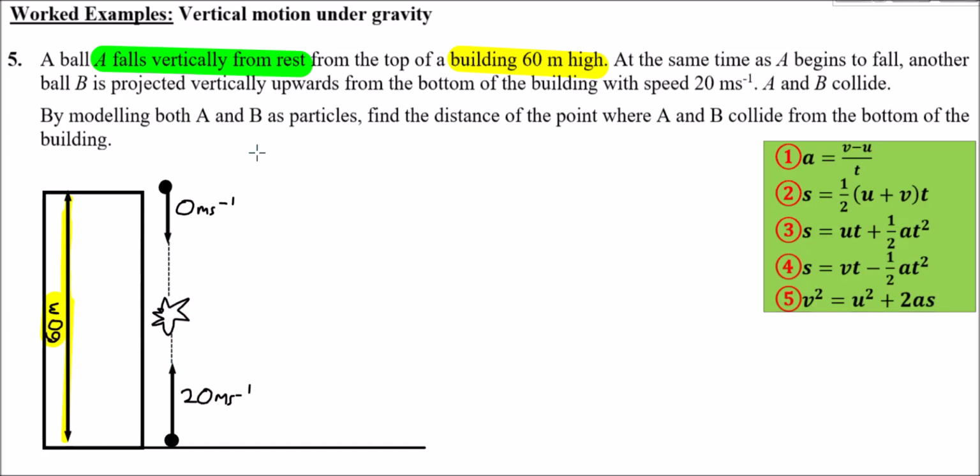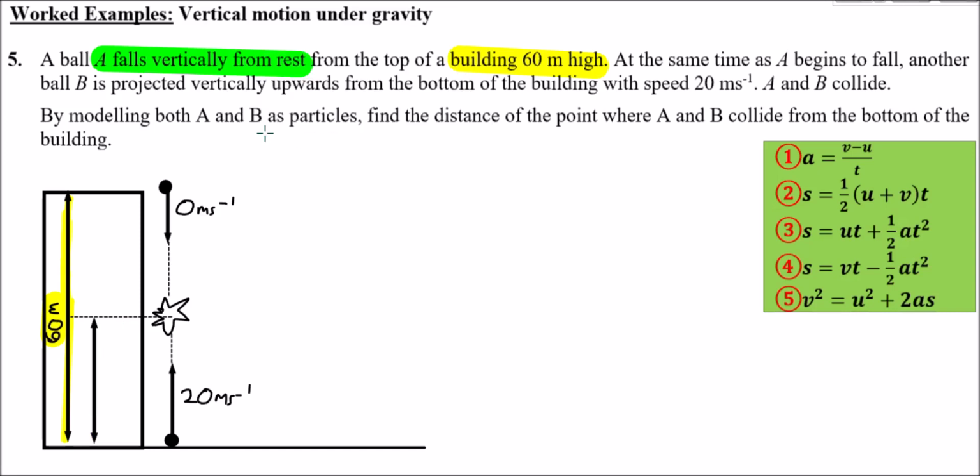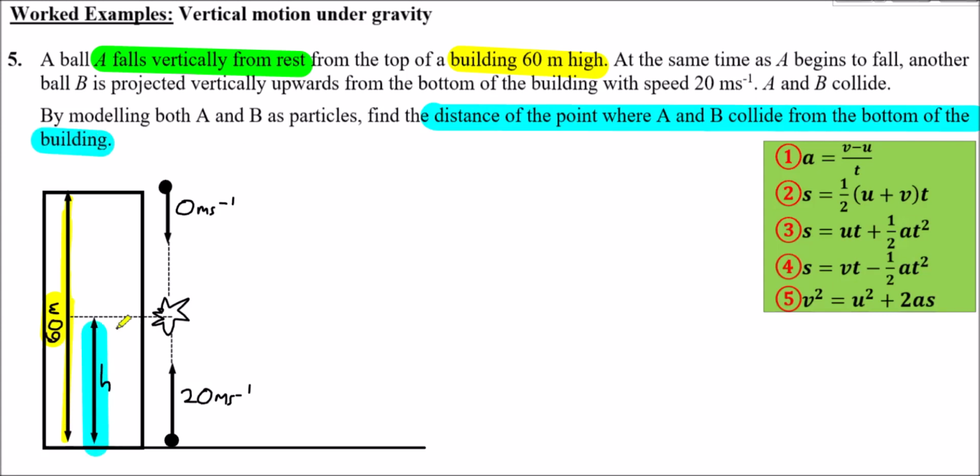So what we need to work out here, the question it's asking is, find the distance of the point where they collide from the bottom of the building. So if they collide here, what we're trying to work out ultimately is this distance here. I'm going to call this h. Because we need to work out the distance of the point where they collide from the bottom of the building. So measured from the bottom going upwards. That's what h is.